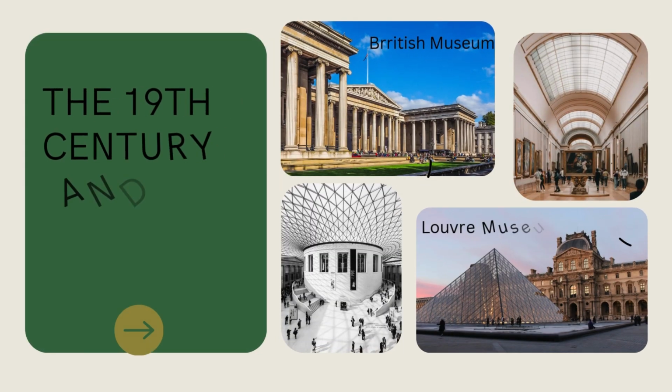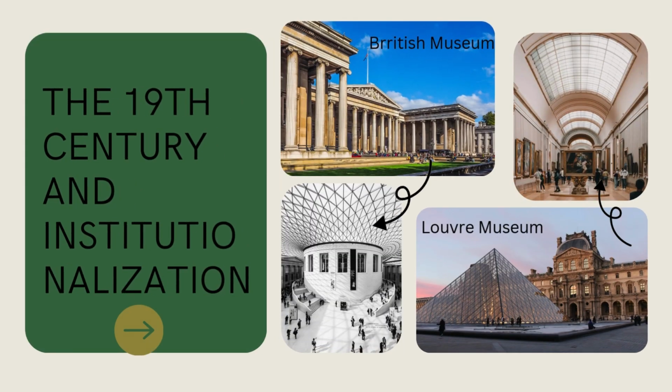The 19th century and institutionalization. The 19th century witnessed a remarkable expansion of public museums, particularly in Europe and North America. Notable examples include the British Museum, founded in 1753, and the Louvre, which opened to the public in 1793. These institutions not only showcase a vast collection of art and artifacts, but also established important curatorial practices.